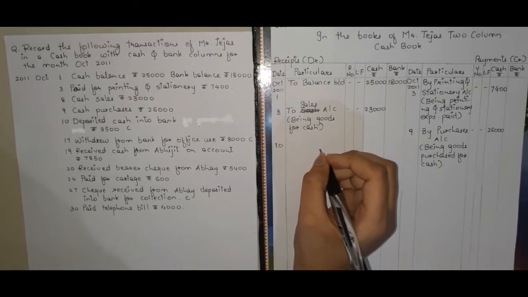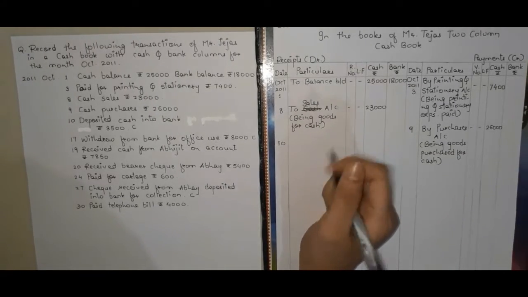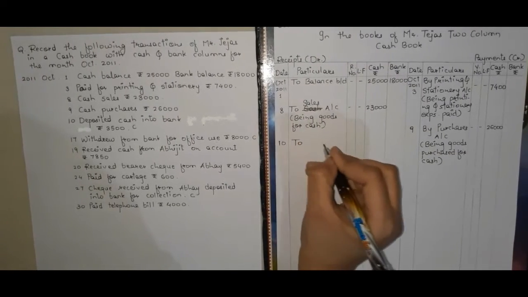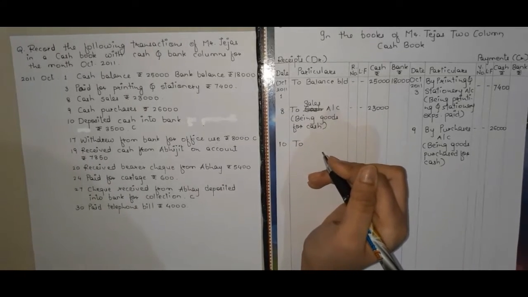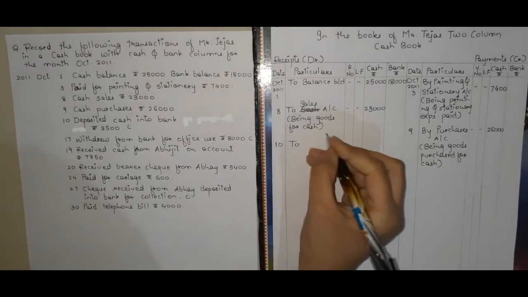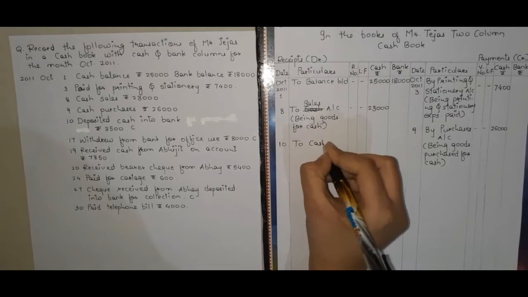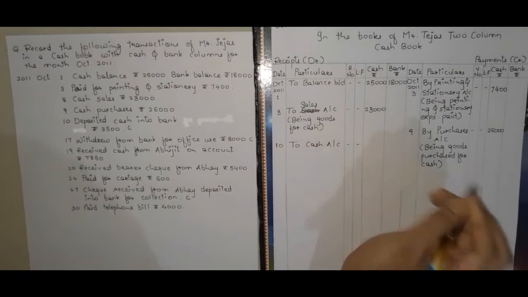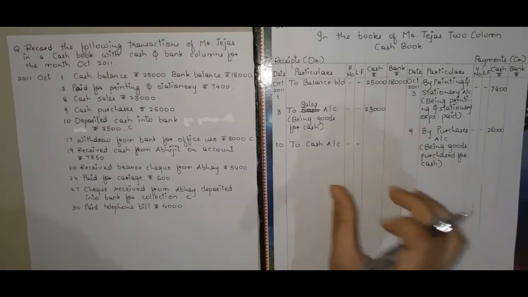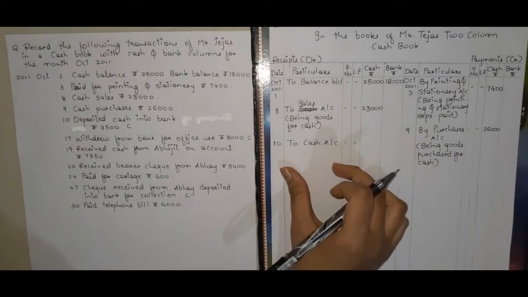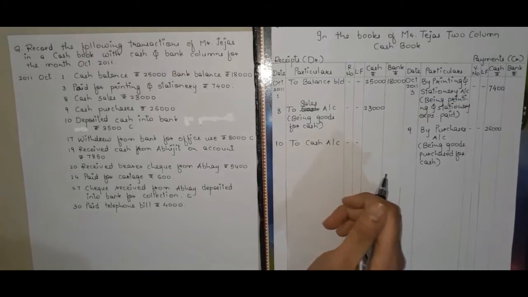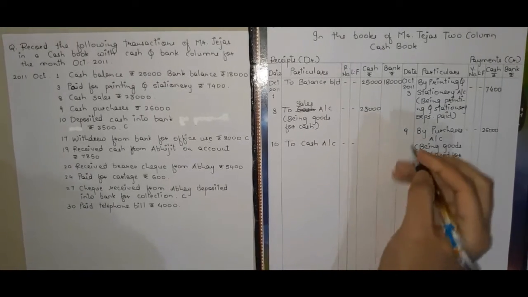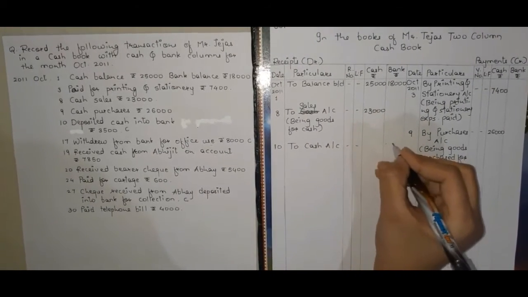How are you going to write this? To cash. Now what are we going to deposit into the bank? We are depositing cash into the bank, so the cash account will appear over here. To cash account. No receipt number, no ledger folio number. Now we are depositing that amount in the bank, so the amount we are going to write in the bank column on the receipt side. What is the amount? 3,000.